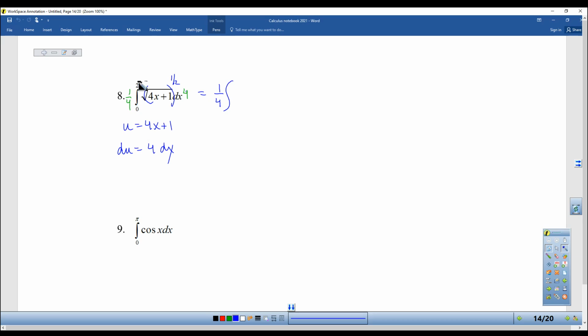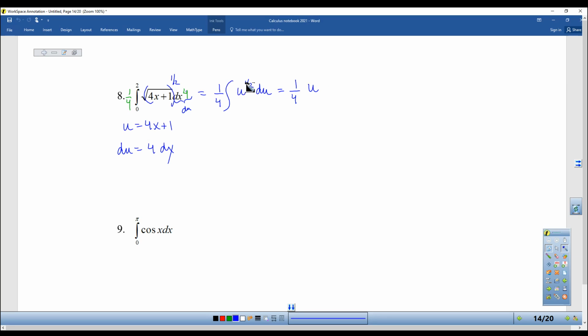The integral, I drop the 0 and the 2 since I've switched to u, and those are representing x values, not u values. And now I have u to the 1/2. And this whole piece right here is equal to du. So I can write du. Now that it's in terms of u, I keep the 1/4, which is a constant.